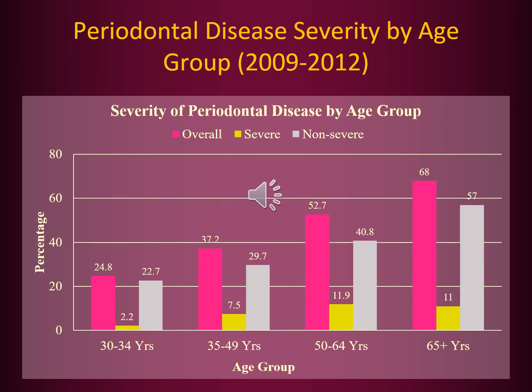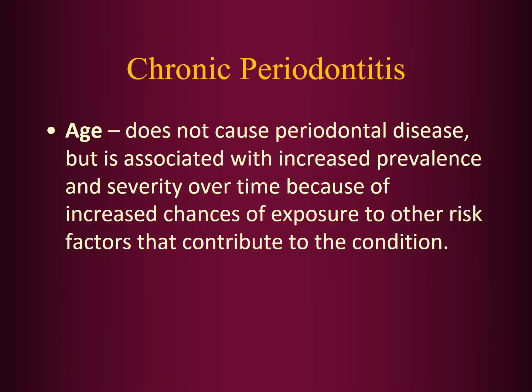This slide is a graphic illustration of severity of periodontal disease by age groups. And it's basically what I showed you before, that over time, as you can see in the pink bars, total periodontal disease increases, and the severity of periodontal disease also increases. You can see in the yellow columns, and in the grayish column, the non-severe periodontal disease also increases. As you probably noticed, the total percentages for the severe and non-severe equals the overall periodontitis group.